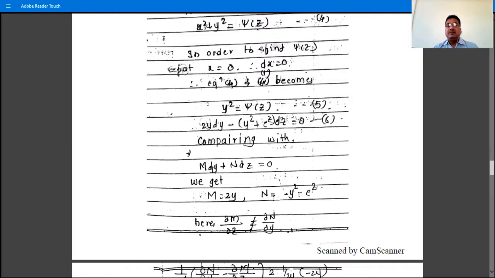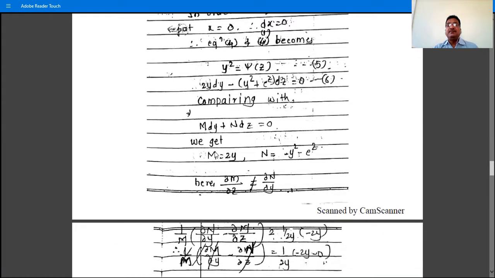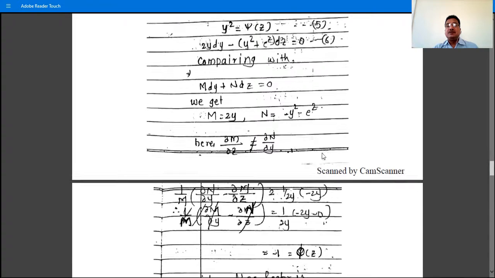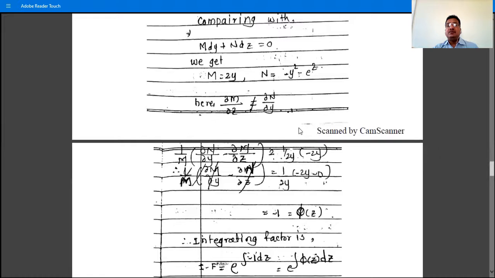So here compare this equation with m dy plus n dz is equal to 0. Obviously m and n are now functions of y and z. So m is 2y, n is minus y square minus e raised to z. If we check del m by del z and del n by del y, m is the coefficient of dy, so take its derivative with respect to z, and n is the coefficient of dz, so take its derivative with respect to y. Del m by del z is 0, and del n by del y is minus 2y. These two are not equal.